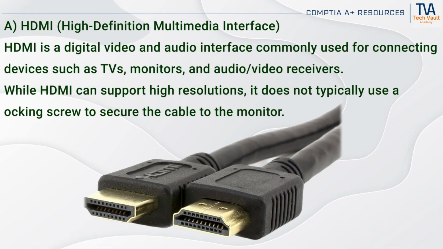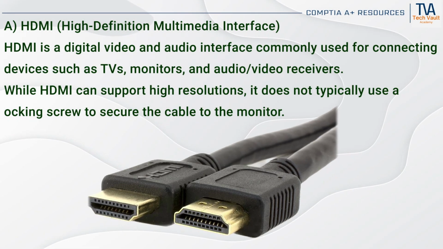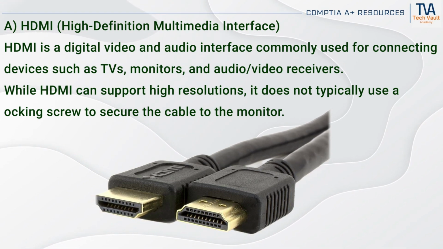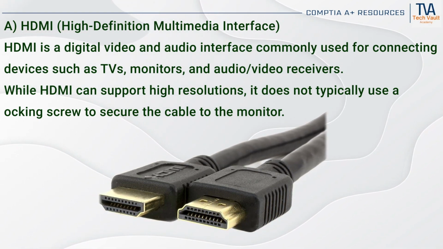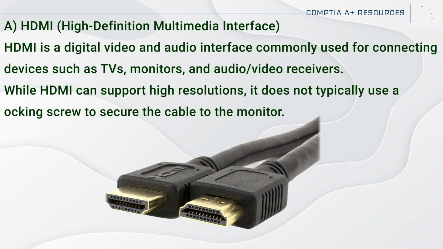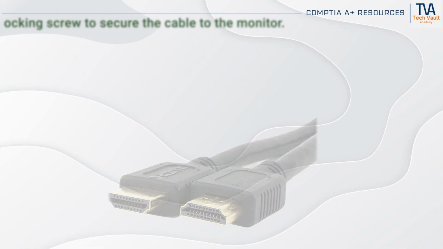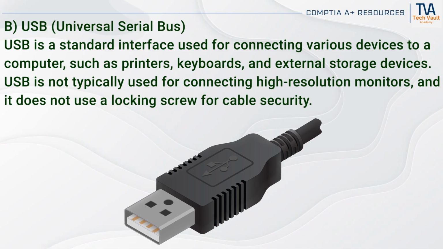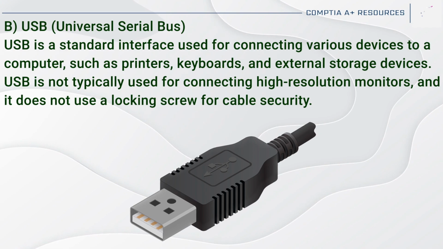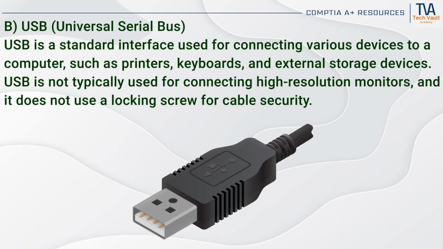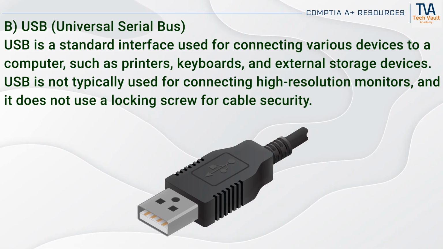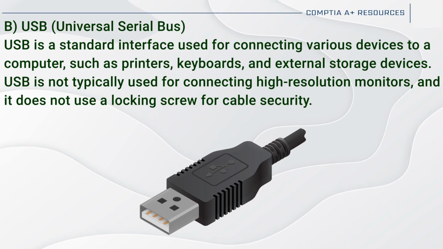A. HDMI, High-Definition Multimedia Interface. HDMI is a digital video and audio interface commonly used for connecting devices such as TVs, monitors, and audio-video receivers. While HDMI can support high resolutions, it does not typically use a locking screw to secure the cable to the monitor. B. USB, Universal Serial Bus. USB is a standard interface used for connecting various devices to a computer, such as printers, keyboards, and external storage devices. USB is not typically used for connecting high-resolution monitors, and it does not use a locking screw for cable security.